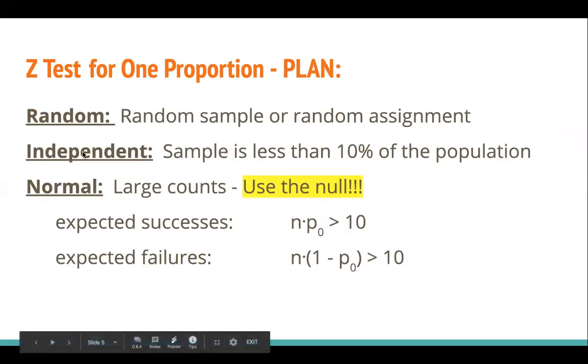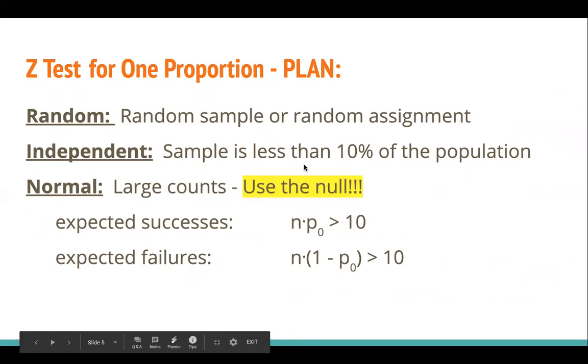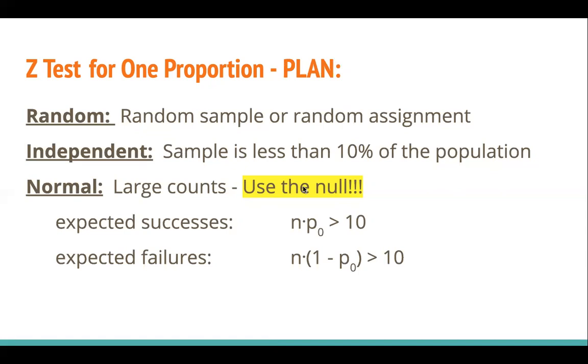Our plan, we check the three conditions, pretty much the same. For random, we check, was there a random sample, a random assignment? For independent, we have a large enough population, so the sample is less than 10% of the population. Our large counts, this is a little deviation from our confidence intervals, and here we use the null value. So we take our sample size times the null value, and we check to see that that's greater than 10, and then our expected failures, again, n times the complement, and see that that's greater than 10.